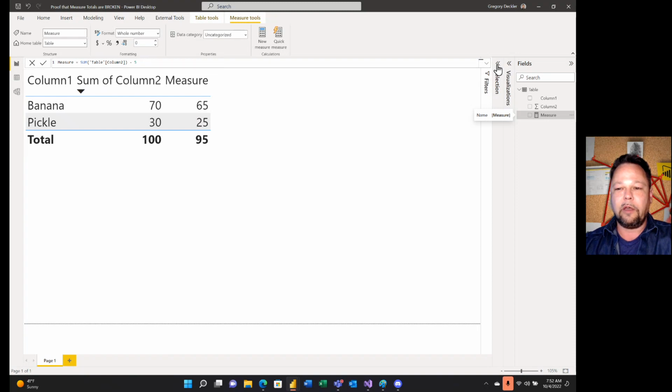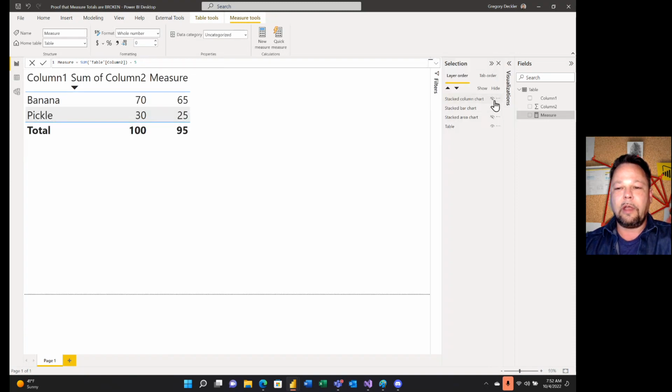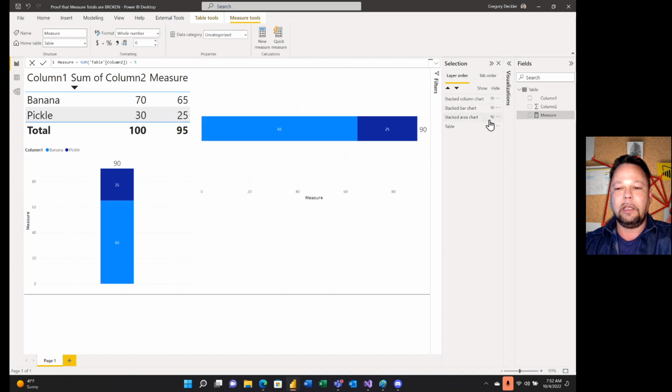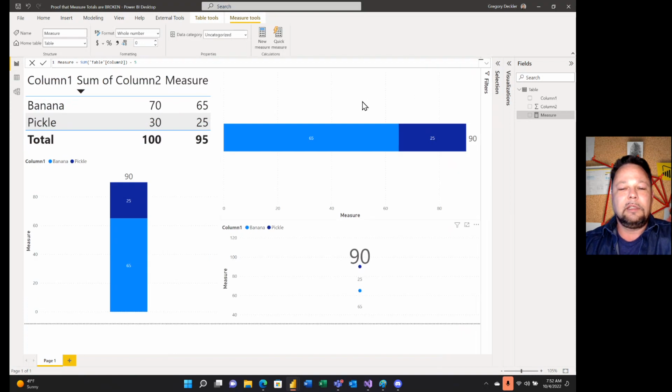I'm gonna do it very simply. Here we go. Don't avert your eyes. Stacked column chart, 90. Look at that, it's a total of 90. Stacked bar chart, ooh, total of 90. Stacked area chart. Oh, total of 90. Okay, so don't tell me that it's a design choice or it's by design or anything else. Because if that was true, then this should be 95, and this should be 95, and this should be 95. Versus broken, not broken. Broken, not broken.